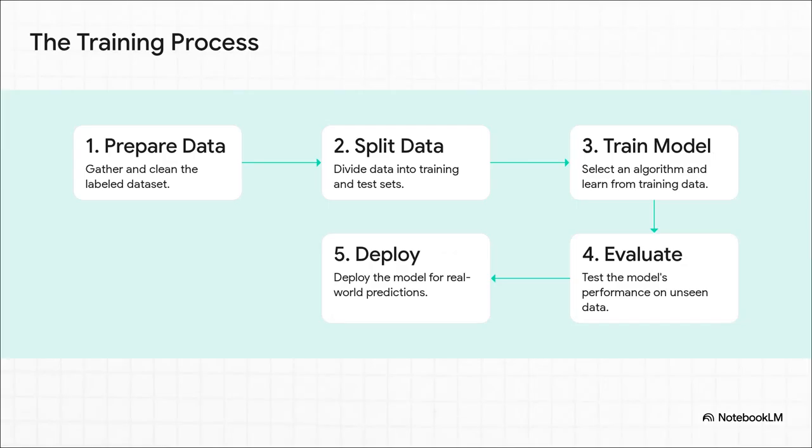So all of this builds up to a pretty clear step-by-step process. First, you get the textbooks ready. That's our labeled data. Then you split it up for studying and for the big test. Next, the model picks its study strategy, that's the algorithm, and hits the books. After that, it's exam time. We grade its performance on that unseen test data. And finally, if it passes with flying colors, it graduates and gets sent out into the real world to do its job.